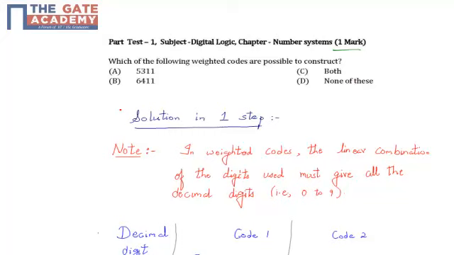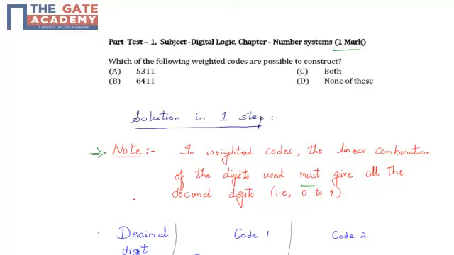Whenever such kind of questions are asked, we solve them in only one step. For this we need to note that in weighted codes, the linear combination of the digits used must give all the decimal digits from 0 to 9. So we'll look over here whether both of these codes give us the decimal digits from 0 to 9 or not.